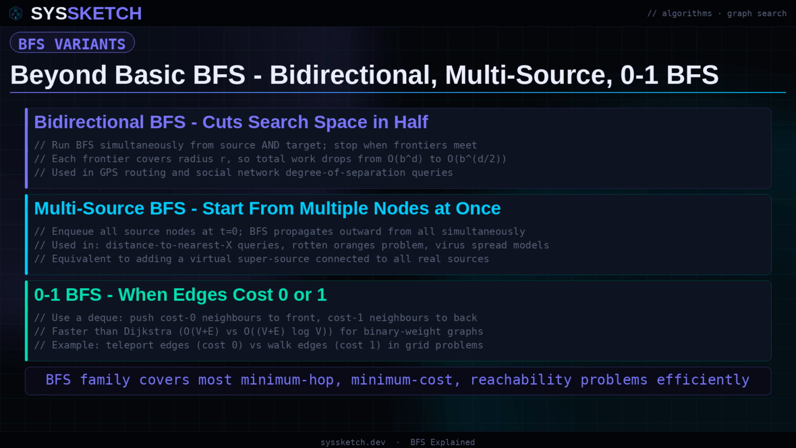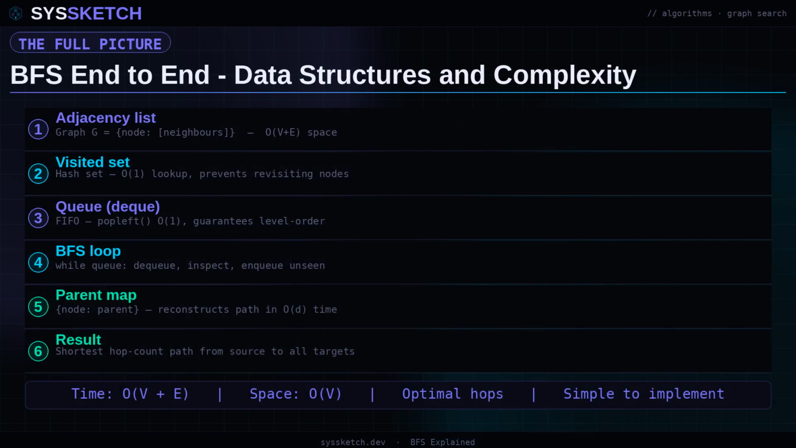The complete picture of BFS is 6 components working in concert. An adjacency list stores the graph in O of V plus E space. A visited hash set provides O of 1 membership checks. A deque gives O of 1 enqueue and dequeue operations. The BFS loop touches each node once and each edge at most twice. A parent map records how each node was discovered so any path can be reconstructed in linear time. The result is the minimum hop path from the source to every reachable node.